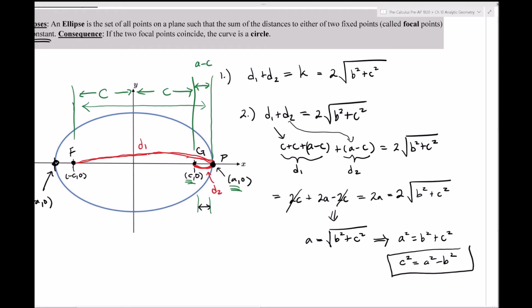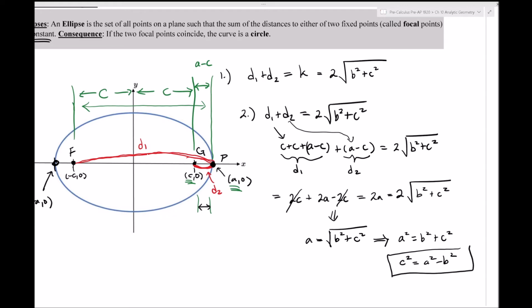the minor axis. So ellipses, unlike parabolas, have two axes of symmetry. So they are both vertically and horizontally symmetric. There's a horizontal axis of symmetry, we call it the major axis, and then there's a vertical axis of symmetry, we call it the minor axis.